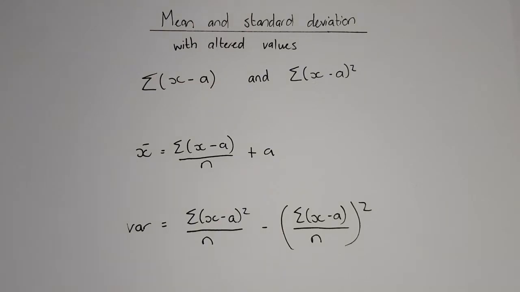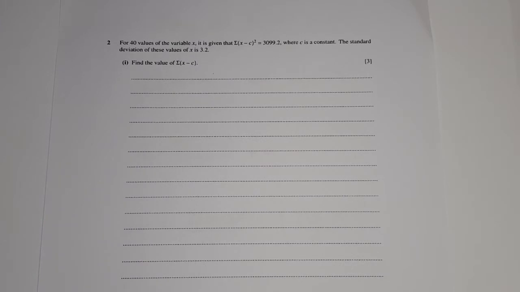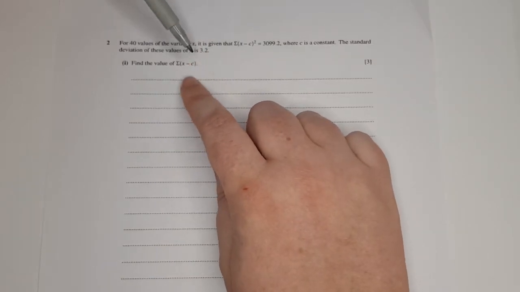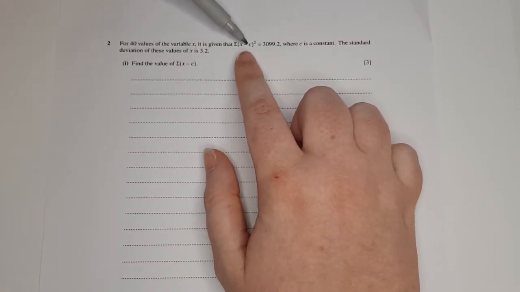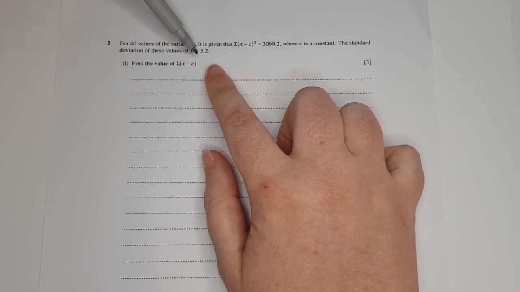Okay, so if I look at a different example. So for 40 values of the variable x, it is given that the sum of x minus c squared is 3099.2, where c is a constant and the standard deviation for these values of x is 3.2. The first thing I'm asked to do is find the value of sum of x minus c. So if I want to find the sum of x minus c, the information I'm given is the sum of x minus c squared, and I'm given the standard deviation.